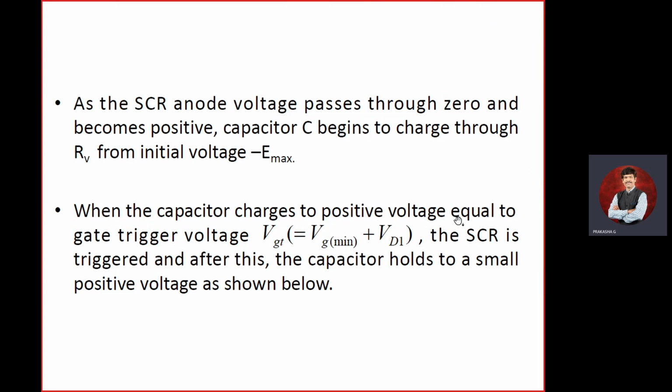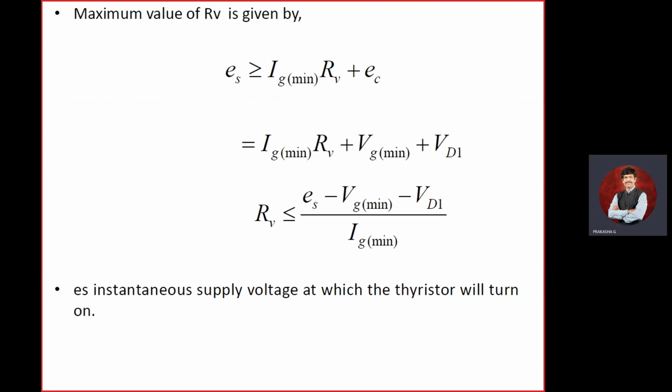When the capacitor charges to a positive voltage equal to the gate trigger voltage, that is VGT, what is VGT? VG minimum plus VD1, where D1 is connected here. VGT is measured as VG minimum plus the voltage drop across the diode D1. Both put together are given as VGT, the gate trigger voltage. So both should be added, and only then you get VGT. The SCR is triggered, and after this the capacitor falls to a small positive voltage as shown below.